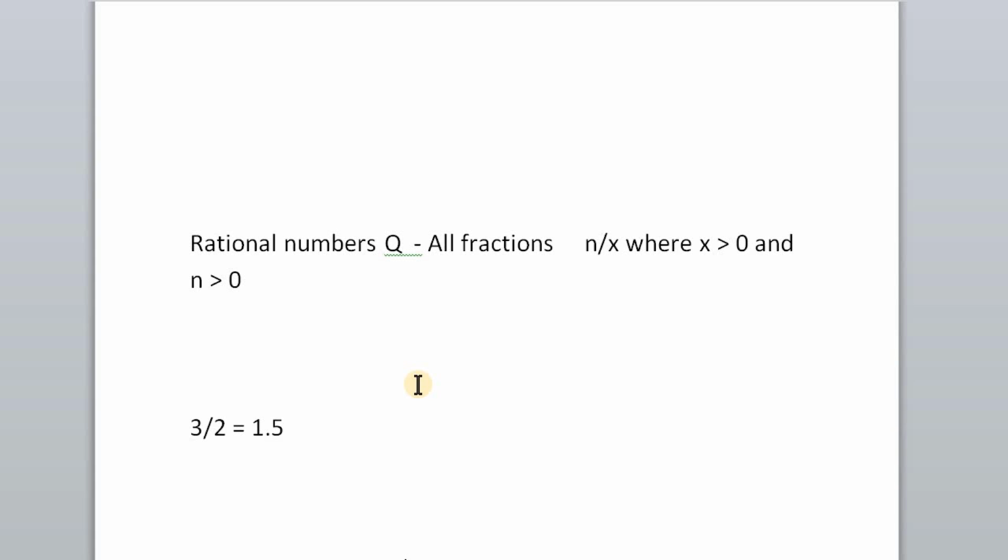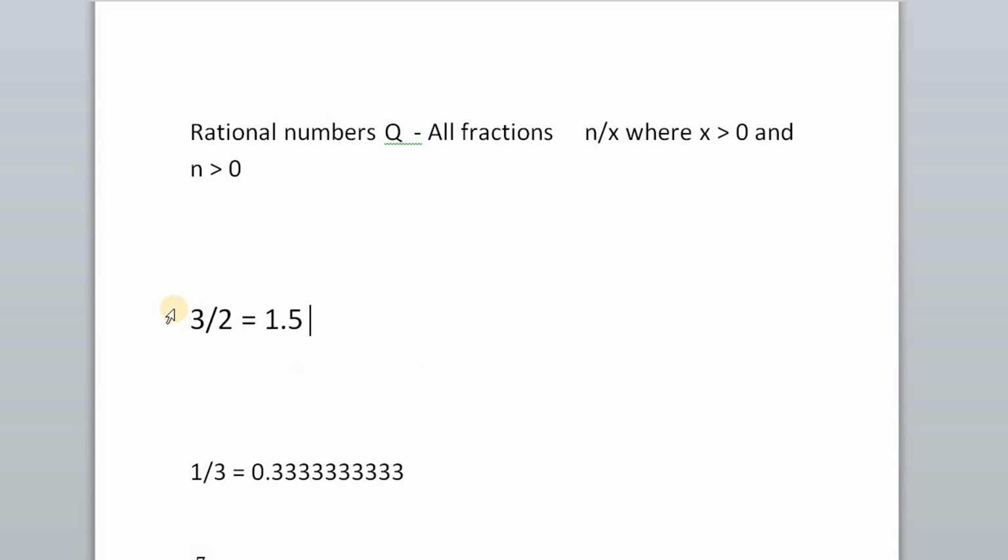Now let's give an example of a rational number. 3 over 2 is equal to 1.5. We also have another rational number here. 1 over 3 equals to this. Now, rational numbers will either end abruptly like this, or they will continue in a repetitive pattern such as this.